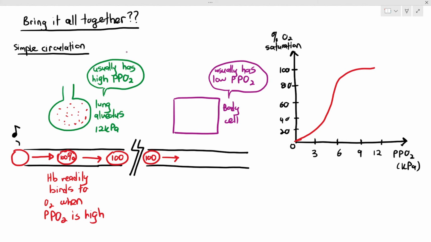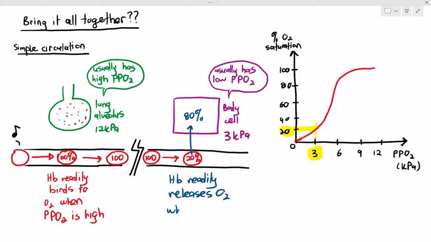Okay, so these red blood cells will then move towards the body cells, and let's say the body cell has 3 kilopascals worth of oxygen. So in that case, when the red blood cell reaches the body cell, based on the graph, 3 kilopascals corresponds to 20%. The saturation in the red blood cell will automatically become 20%. So you're like, hey, wait a second, why is it 20%? Where did the 80% go off to? The 80% is released into the body cells that needed the oxygen. This is how you interpret the graph.